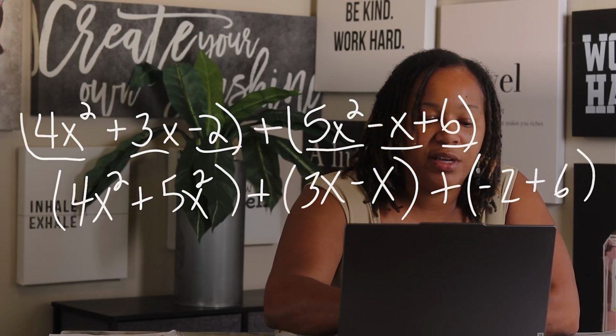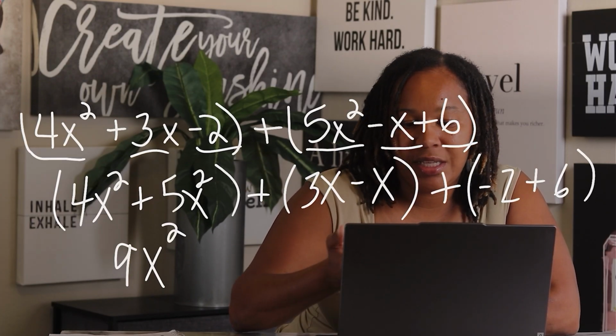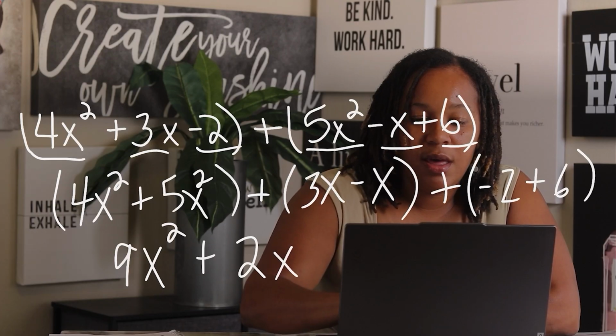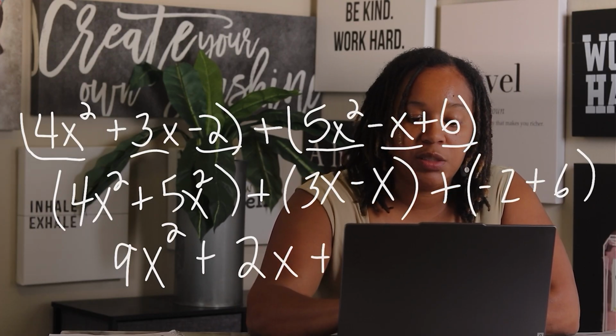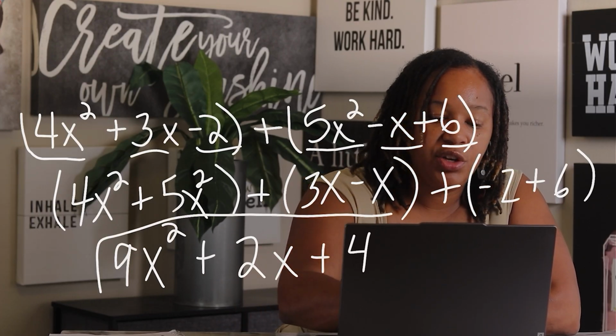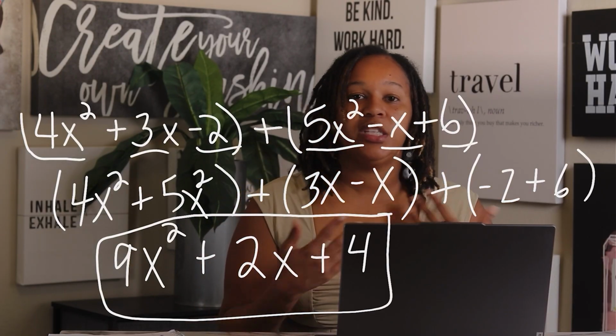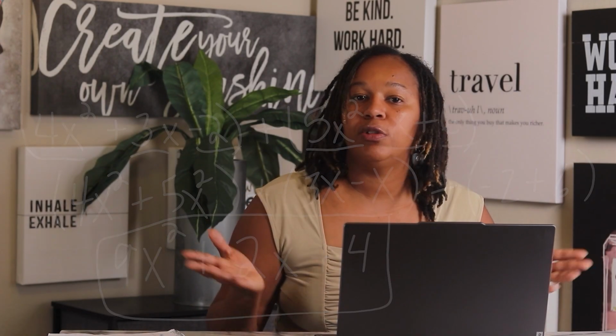So now you just simplify. 4x squared plus 5x squared is 9x squared. 3x minus x, that's like saying 1x. 3x minus 1x is 2x. And then negative 2 plus 6 is plus 4. And so your answer ends up being 9x squared plus 2x plus 4. And that's all you do when you add polynomials, is you just combine like terms. Let's look at subtracting like terms.